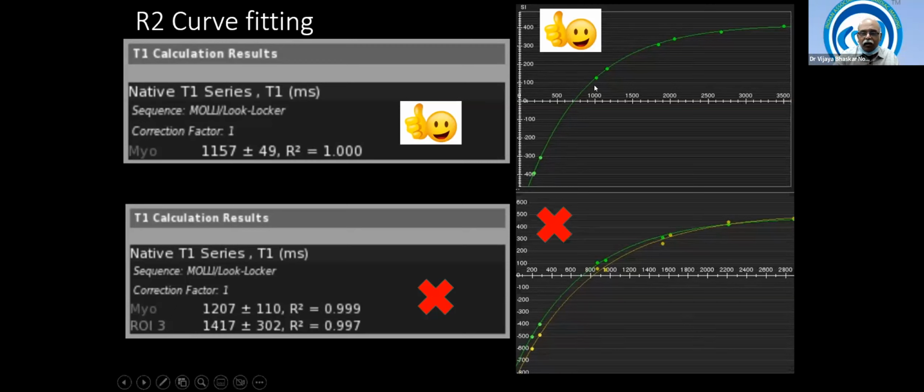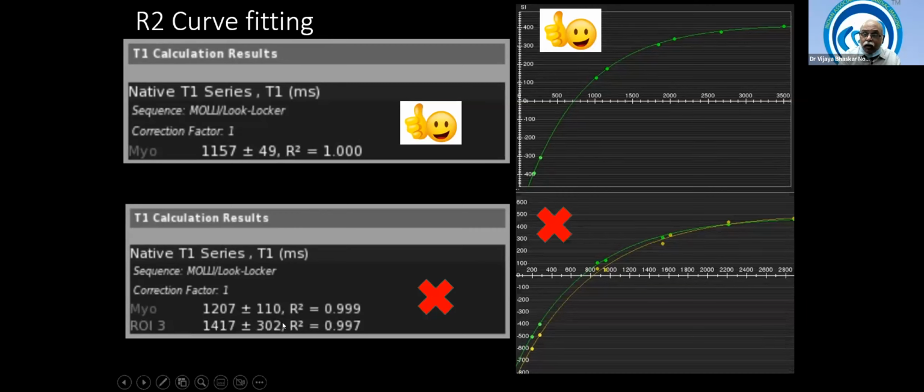This is correct. If the dots are going haywire, going in all directions, this is wrong. Don't use this curve. Repeat the study because your values are going to be wrong. Look at this. For example, here my T1 of 1157 minus 49 is good. Standard deviation of 49 is good. R2 curve of 1000 is good. That is normal. Because here my standard deviation has gone to 110 and 300.